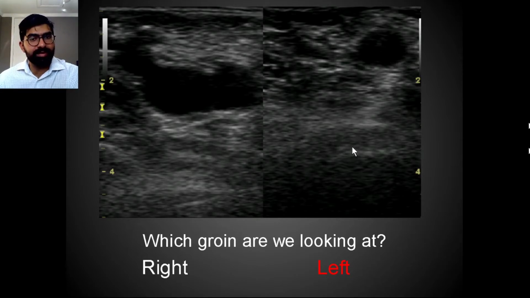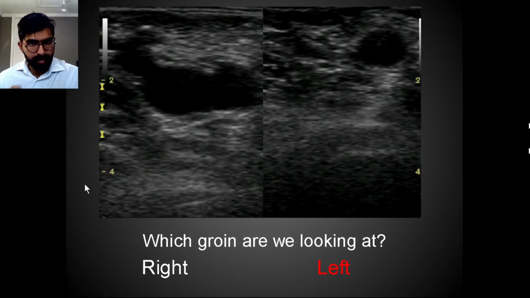The second thing is when you have the ultrasound in a transverse view in any part of the body, the left side of the screen always represents the patient's right side. So for those of you who've heard this for the first time, I'll repeat it. The left side of the screen in a transverse view represents the patient's right side.